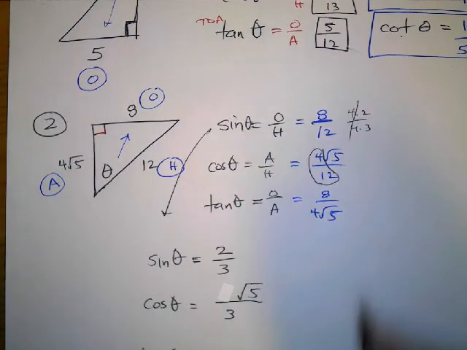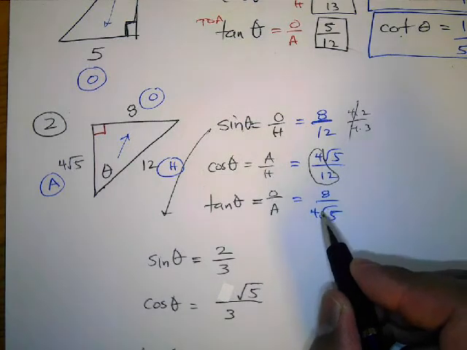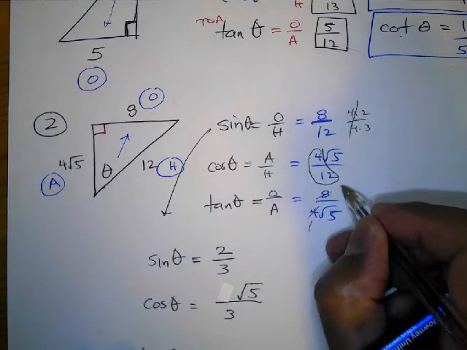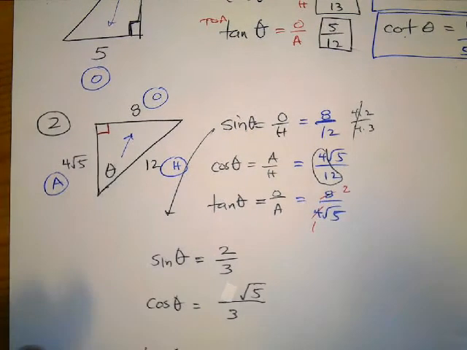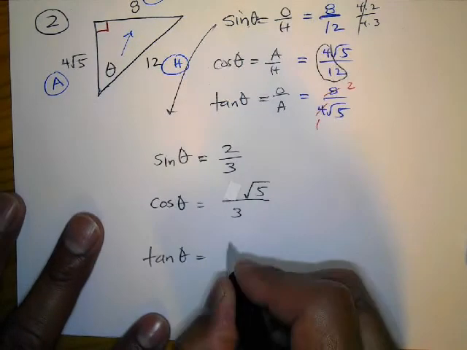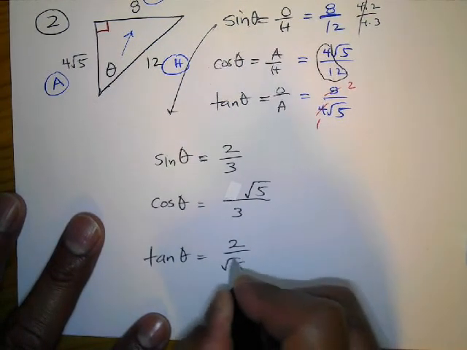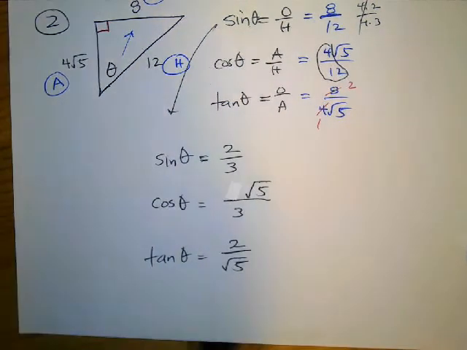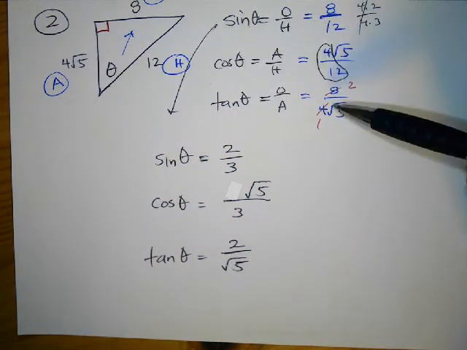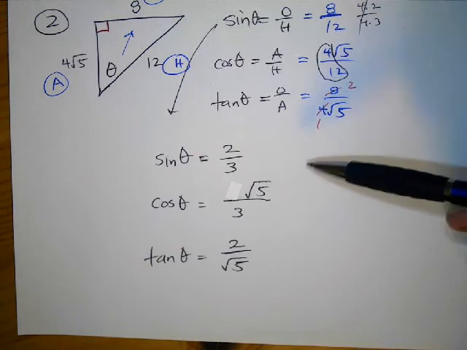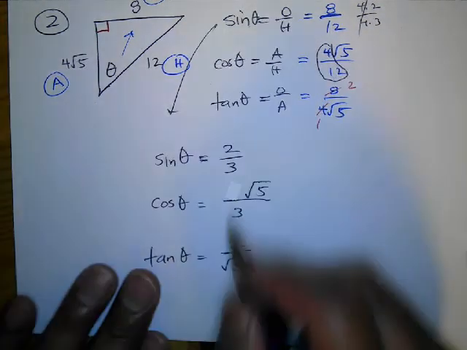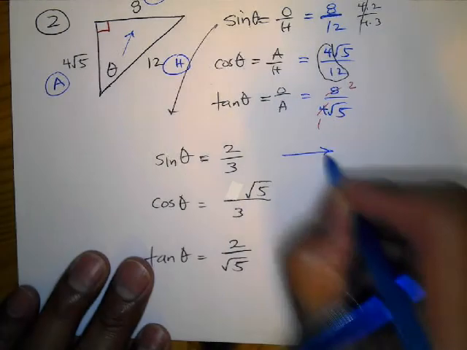And then tangent is what? If I reduce the 8 and the 4 by 4, you'll get a 1 here and a 2 here. So tangent will be 2 over root 5. Okay, so always check. If you can reduce it here, go ahead and reduce it, only the whole numbers. And then you don't have to reduce it another time when you do the other 3.